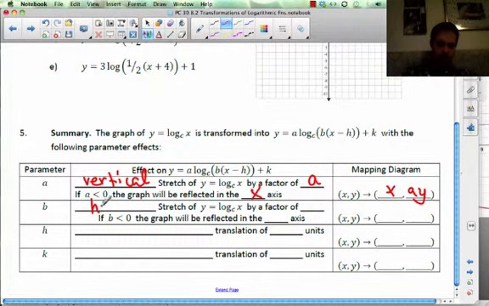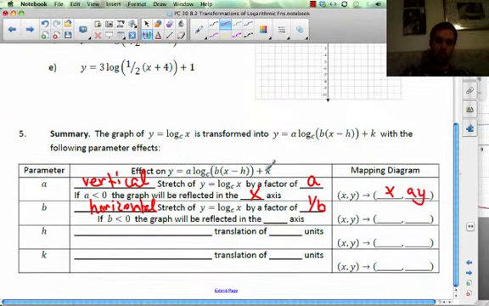B is a horizontal stretch. So you notice that B is within the log function. So B causes a horizontal stretch by a factor of 1 over B. So you notice that when we made it 1/2, it stretched it from 1 and 0 to 2 and 0. So you take your normal x, and this time you stretch it by x over b, and then your y value will not change with this kind of stretch.